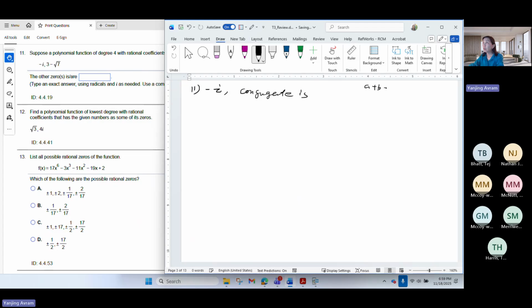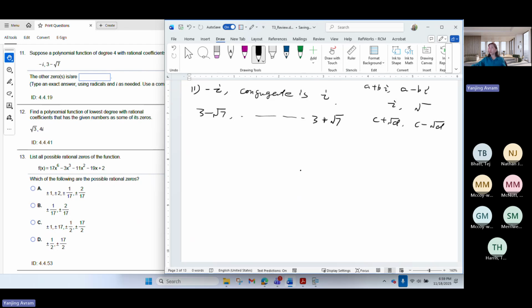If you have a plus bi, the conjugate is a minus bi. Since my a is 0 in here, the conjugate of negative i will be just positive i. If you have 3 minus square root of 7, the conjugate would be 3 plus square root of 7. Only i and the square root have a conjugate. If you have a plus bi, your conjugate will be a minus bi. If you have c plus square root of d, your conjugate will be c minus square root of d.